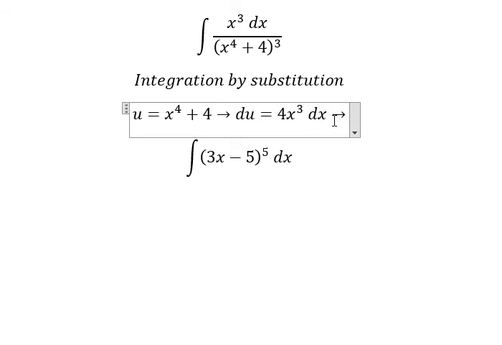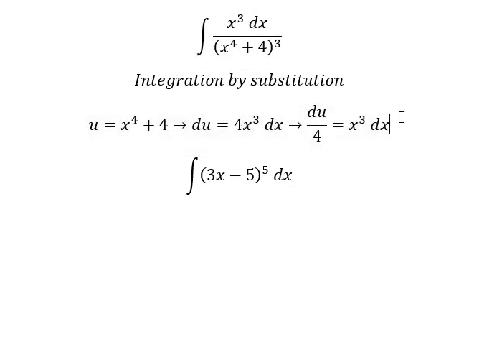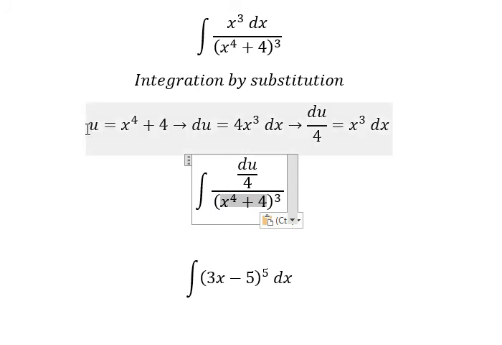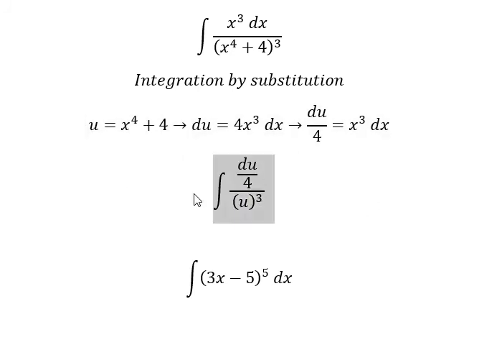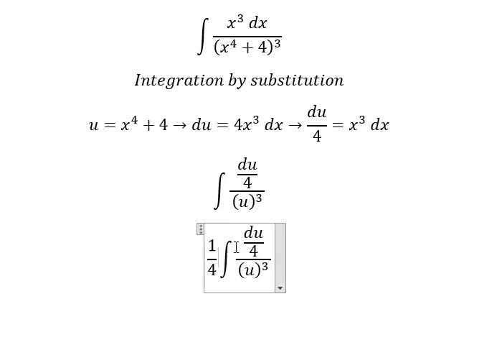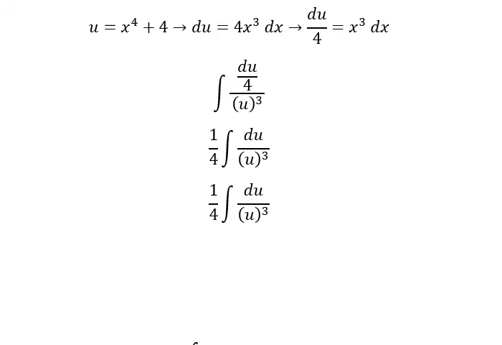Next, because we don't have number 4 in here, we need to divide both sides by number 4. So we put this one to change this one, and this one we change by u. So 1 over 4 we put outside. So for this one, I can write u to the power of negative number 3 du.